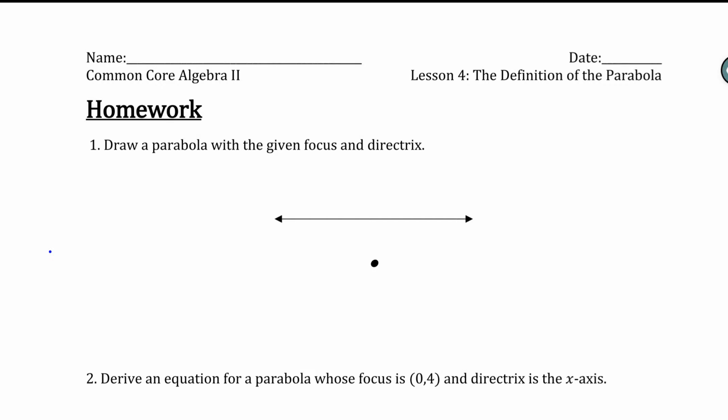So for example, in number 1, it gives us the directrix and it gives us the focus. So what we should know is that the vertex is somewhere right in between those two. So the point I'm making here, that should be the vertex. Also, the parabola is going to go away from the directrix and kind of enclose the focus. So it should look something like this. This would be an example of a parabola that is concave down.